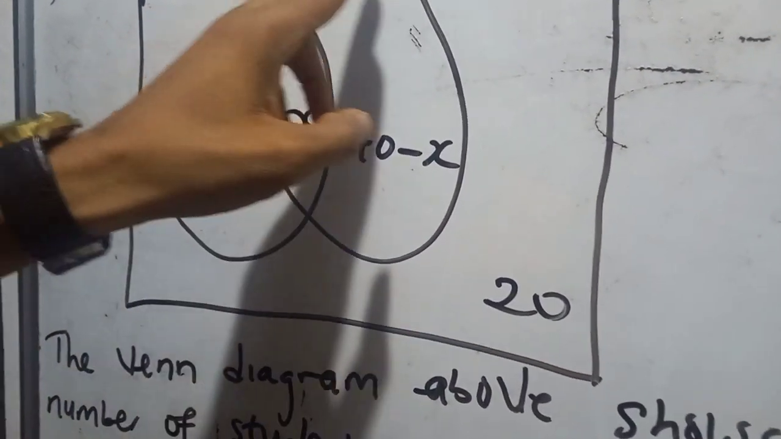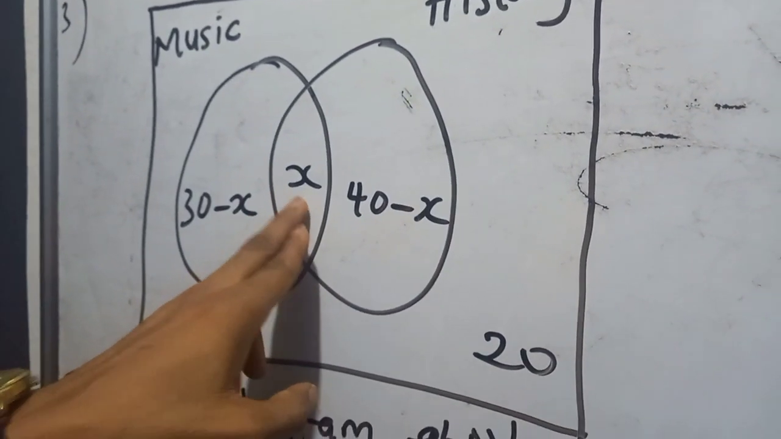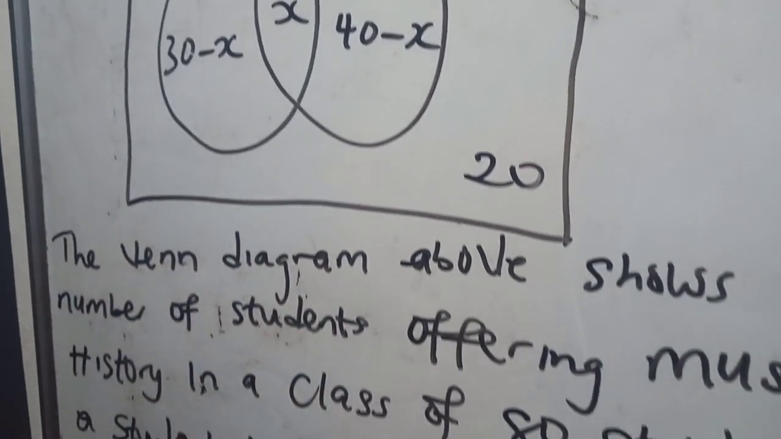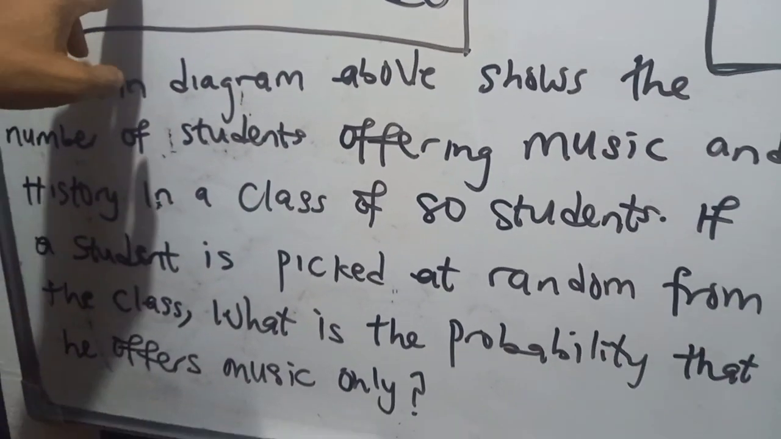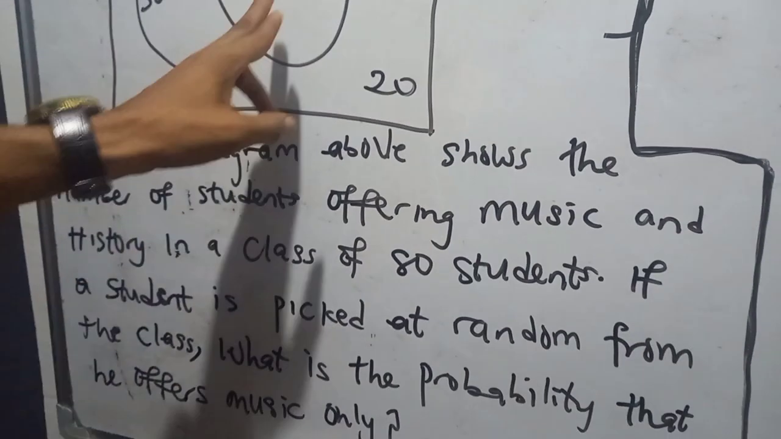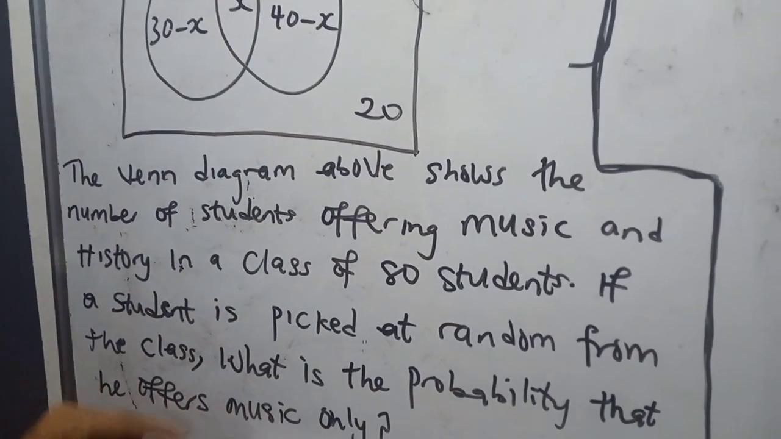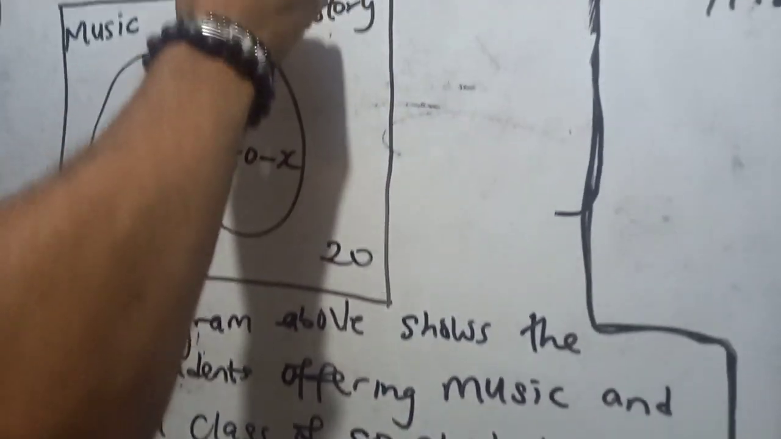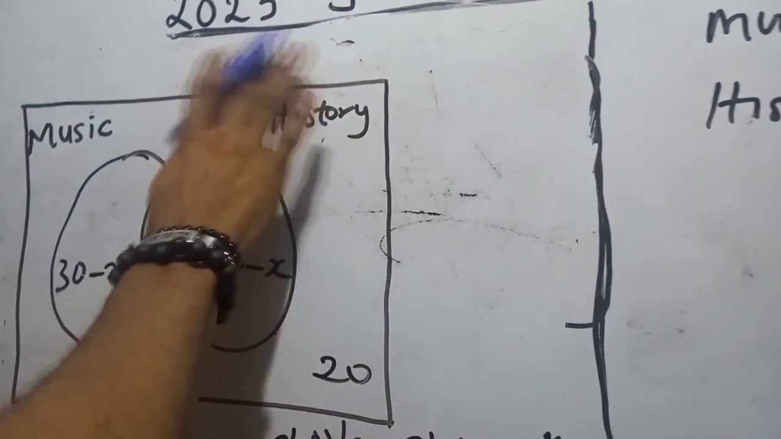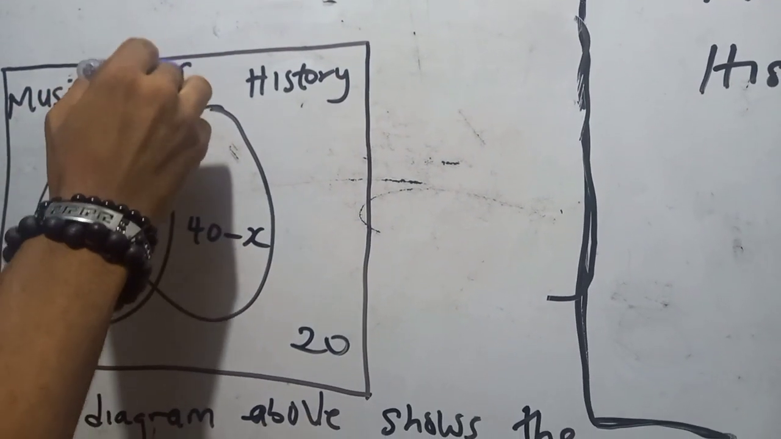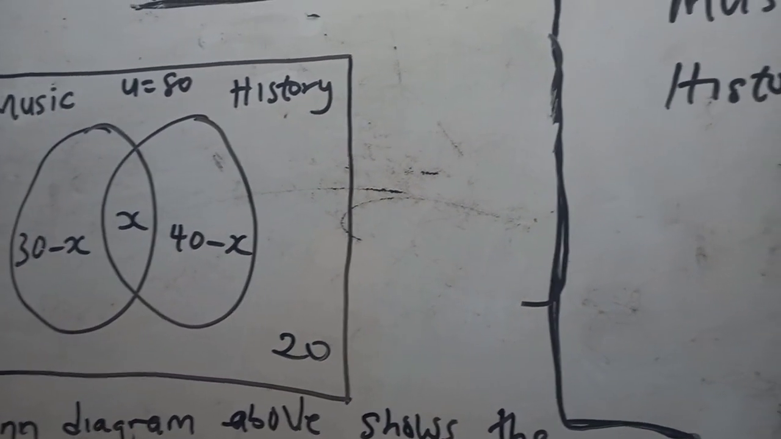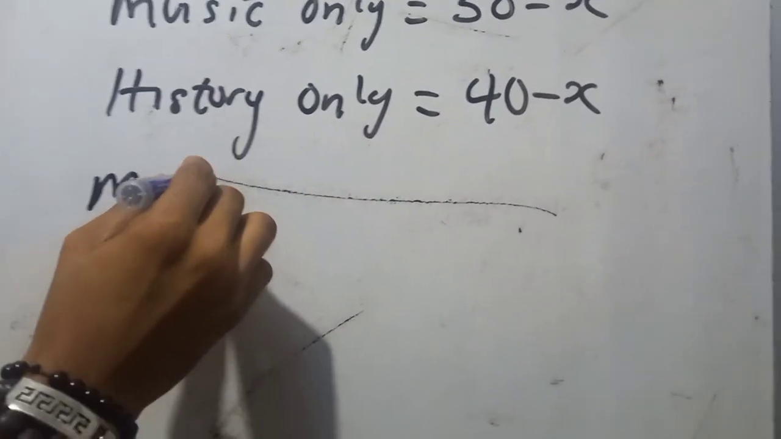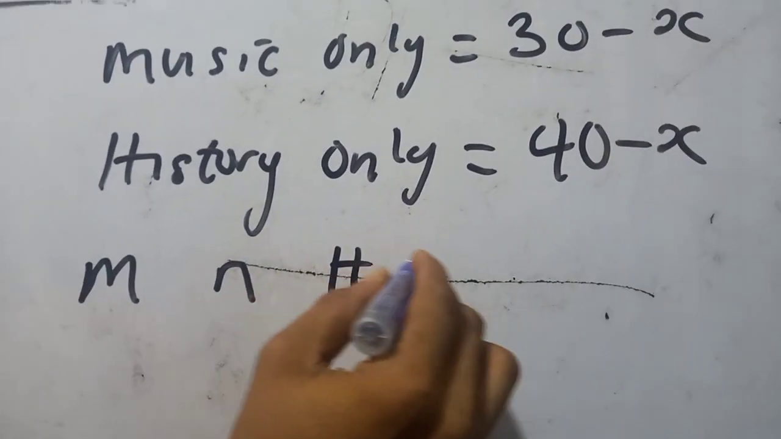Music intersect history is x. So it's x that offer both, because the Venn diagram shows the number of students offering music and history. So 30 minus x is offering music only, 40 minus x is offering history only, in a class of 80. So the universe is 80. Music intersect history is equal to x.